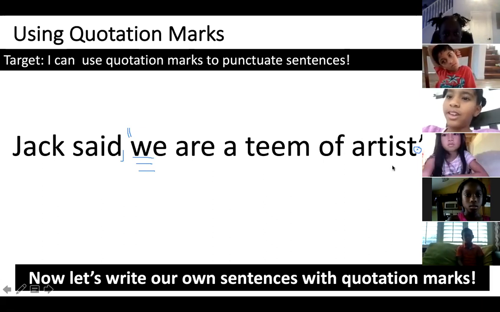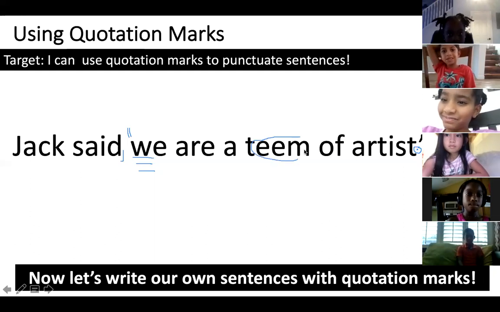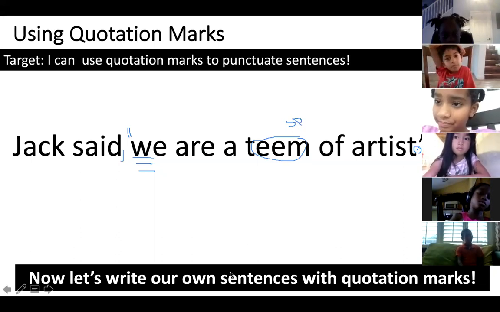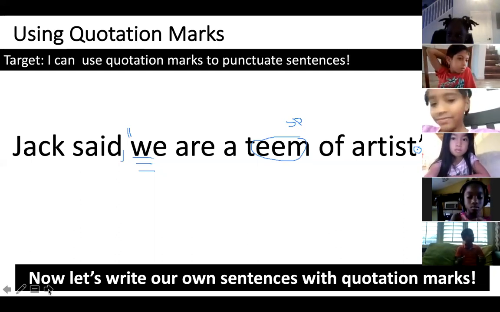Before. And also team is spelled wrong. Very good. How do we spell team instead? Team. Excellent. Good job. Let's look at a different sentence.